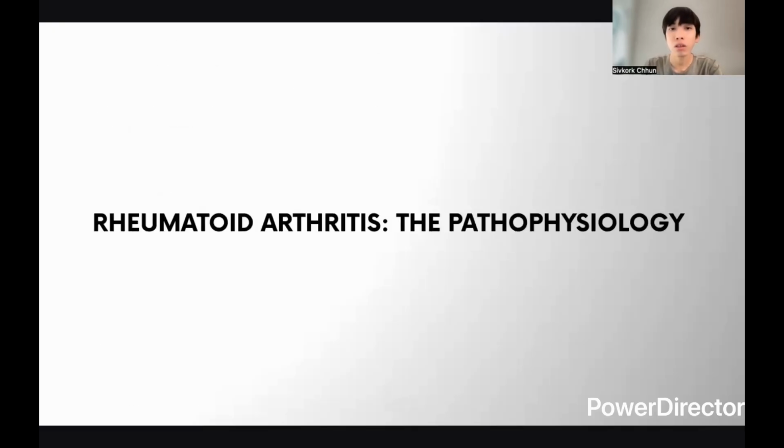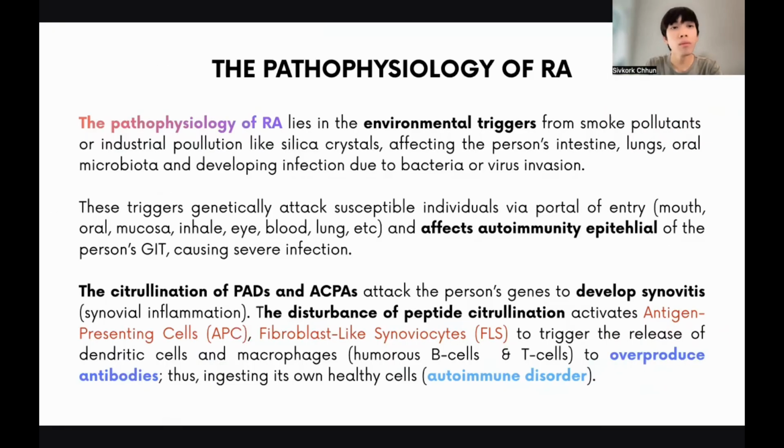What is the pathophysiology of rheumatoid arthritis? I'm just going to read these because it's really important. It lies in the environmental triggers from smoke pollution and industrial pollution like silica crystals that affect the person's intestine, lungs, and oral microbiota, and then develop infection because of bacteria and viruses invading.